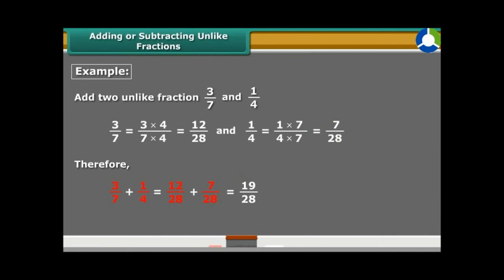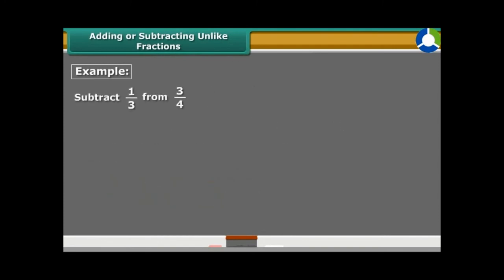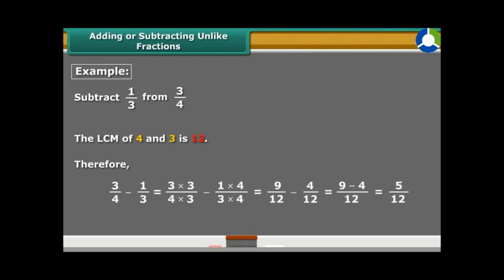Note that 28 is the least common multiple, LCM, of 7 and 4. In another example, to find the subtraction of unlike fractions, first we need to find equivalent fractions of 3/4 and 1/3, which have the same denominator, given by the LCM of 4 and 3. The required LCM is 12. Therefore, the subtraction of 3/4 and 1/3 is 5/12.